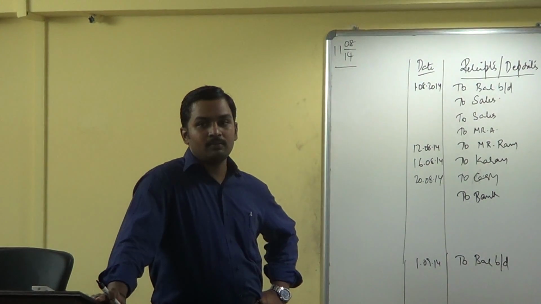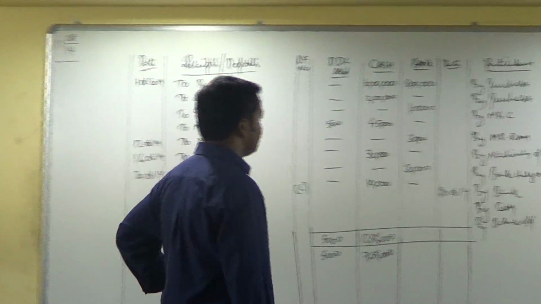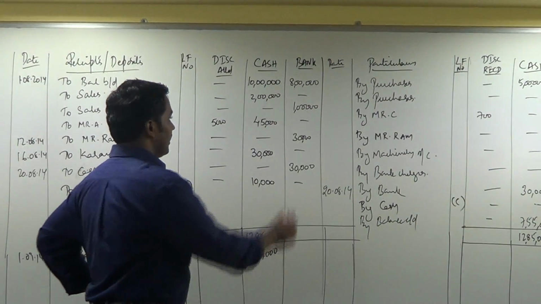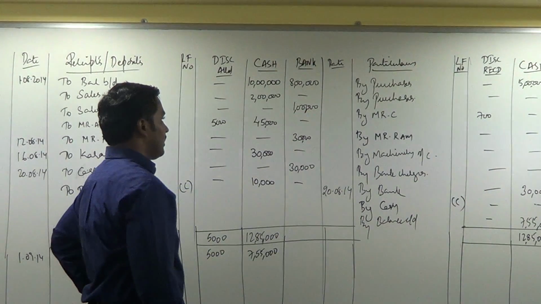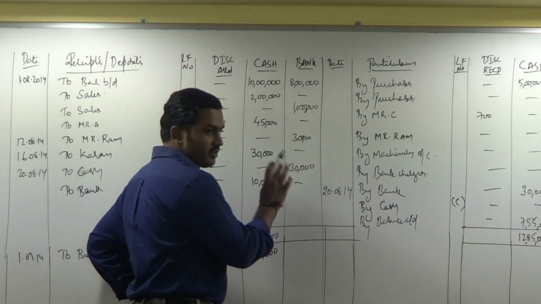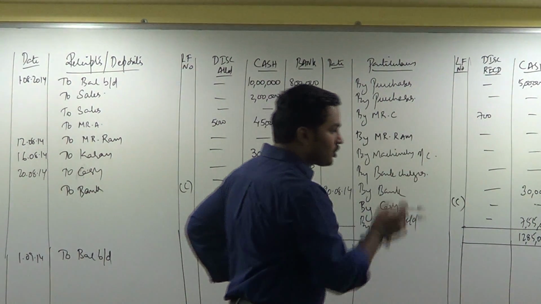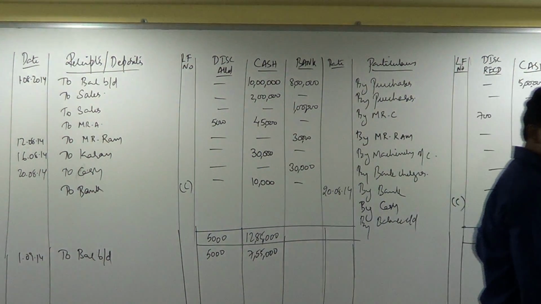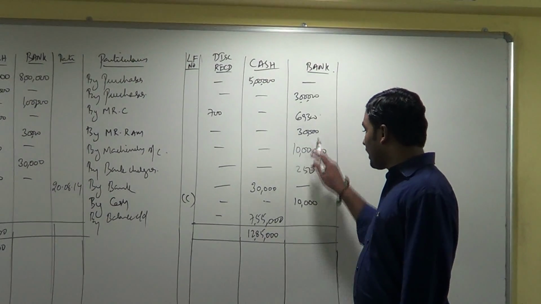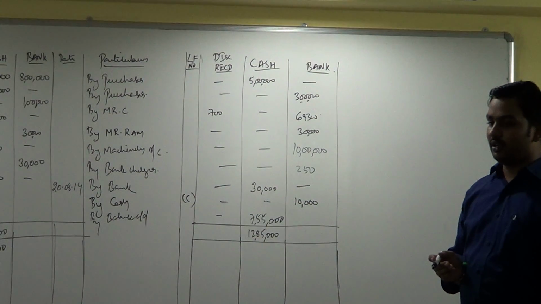Now come to the bank column. Total the bank column deposit side, how much is it? 8 plus 1, 9. 9,60,000 is the total of the deposit side. Wait, you have to be careful. 9,60,000 is the total of the deposit side, but the withdrawal side is more. What is the total of the withdrawal side? Everyone use your calculators. Total.